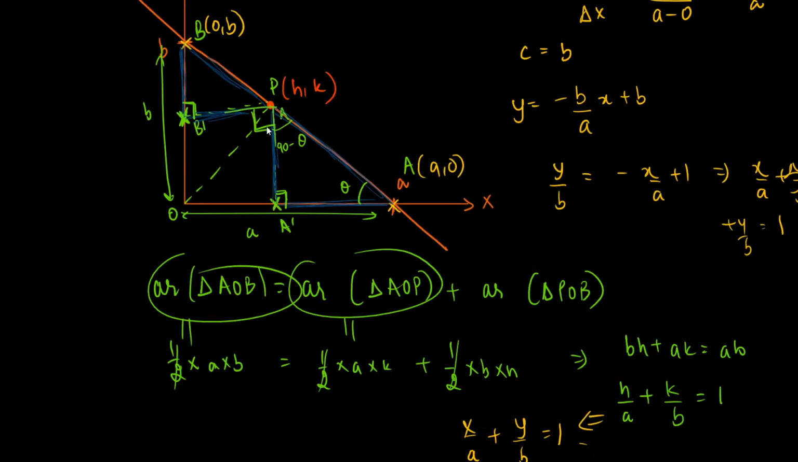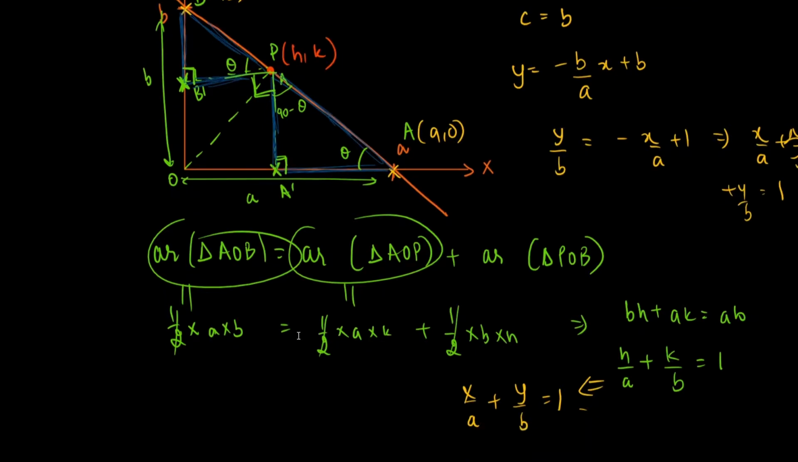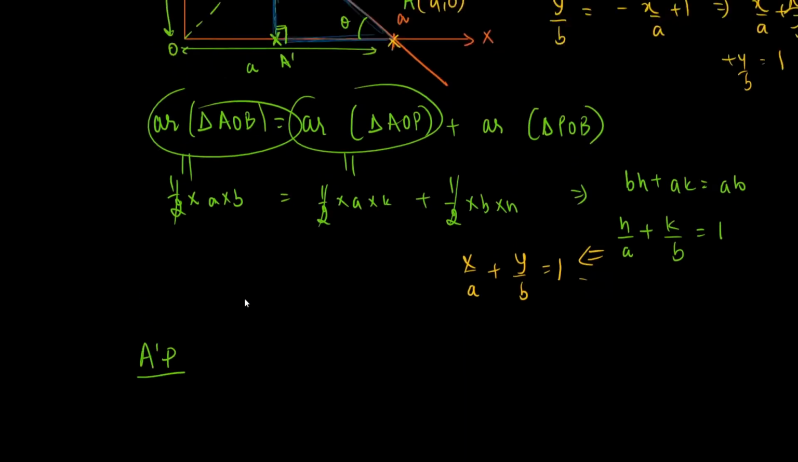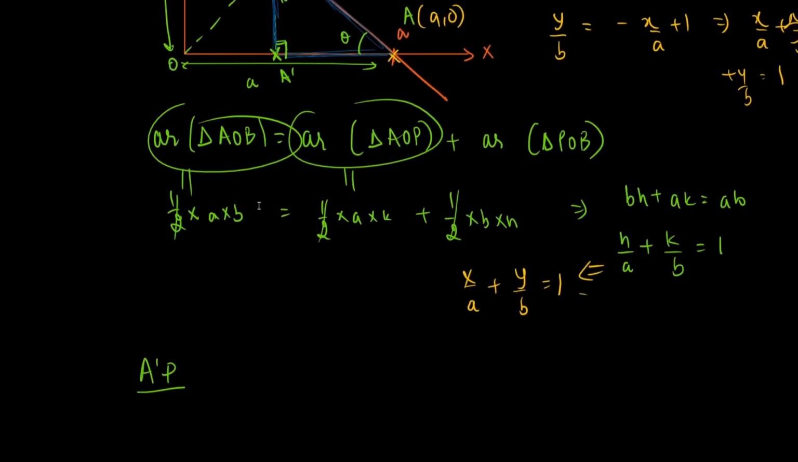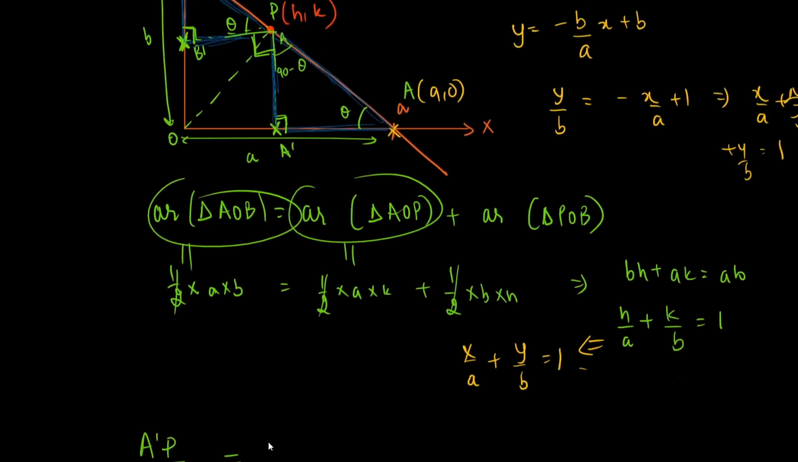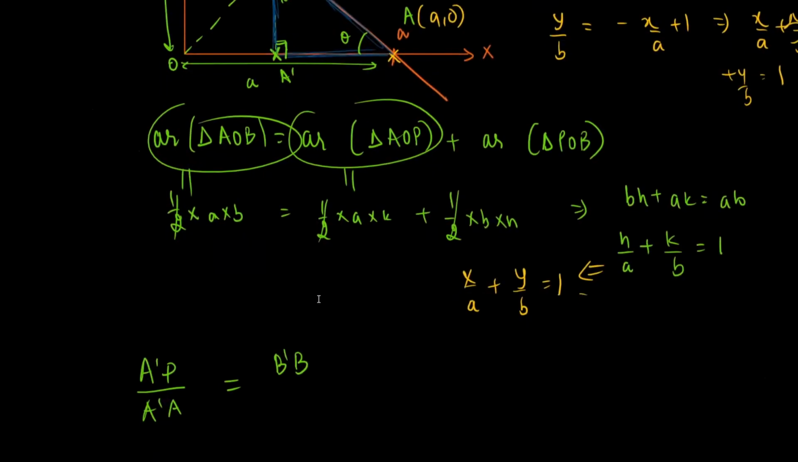So this angle, just imitating the x and y coordinate system, is going to be theta. Now these two are similar triangles. So that means that the ratio of their sides is equal. So a dash p over a dash a is equal to b dash b, the vertical one, over the horizontal b dash p.